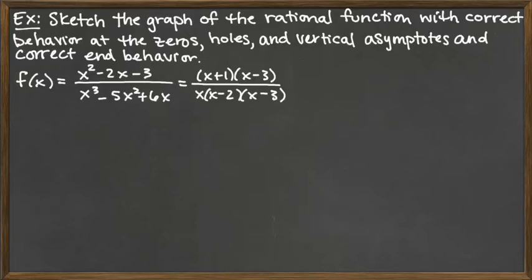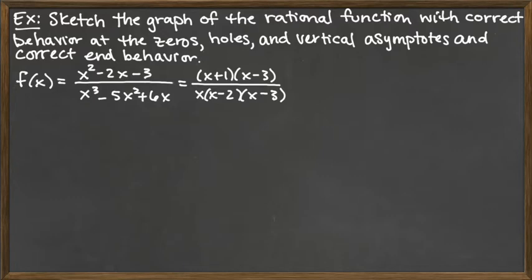For this example, we're going to sketch the graph of a rational function with correct behaviors at zeros, holes, and vertical asymptotes, as well as correct end behavior. Now, this rational function is given where the polynomial is both expanded on the top and bottom, as well as factored on the top and bottom. But it's the factored form that we're really going to be working from.